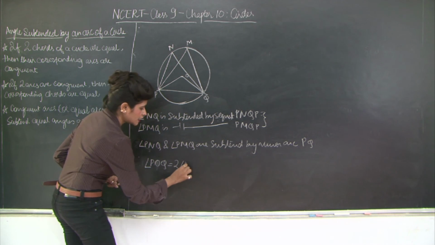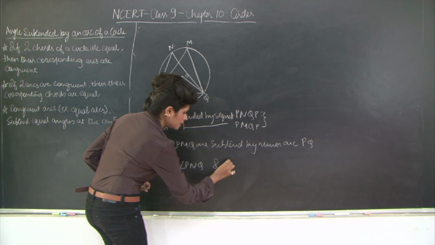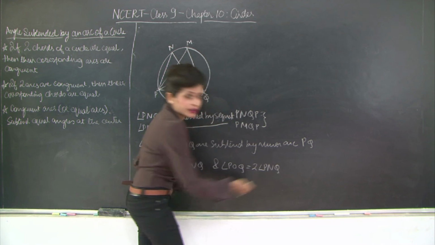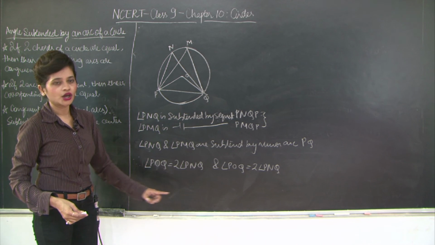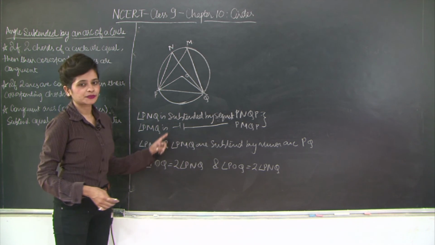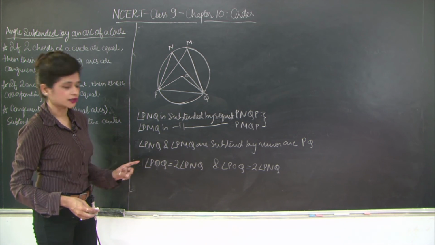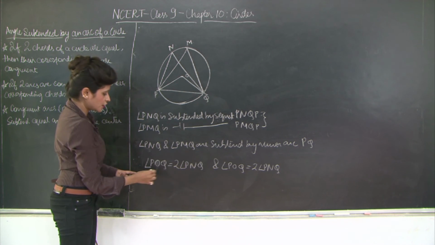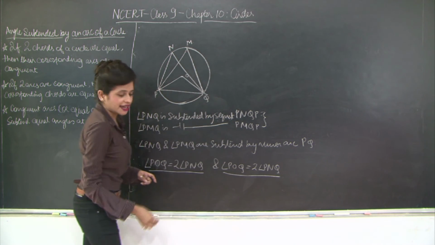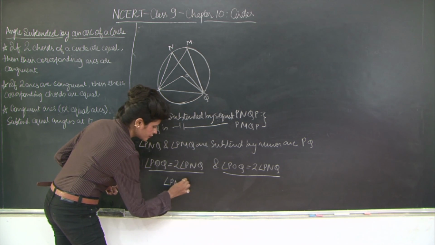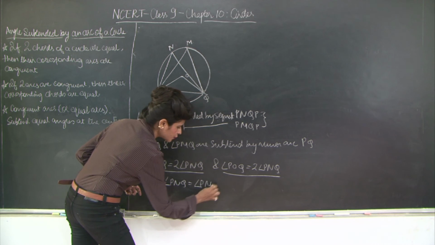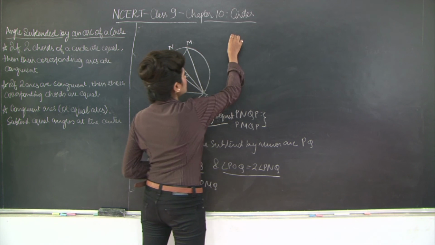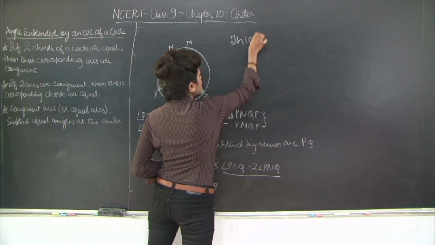Therefore, angle POQ is equal to twice angle PNQ, and angle POQ is twice angle PMQ. Why? Because POQ is the angle subtended at the center. We just learned previously that the angle subtended at the center is twice the angle subtended at the circumference. From these two, what can you say? That angle PNQ is equal to angle PMQ. So from this, we arrive at our theorem 10.11. Sorry, theorem 10.10. Let me just confirm the theorem number.